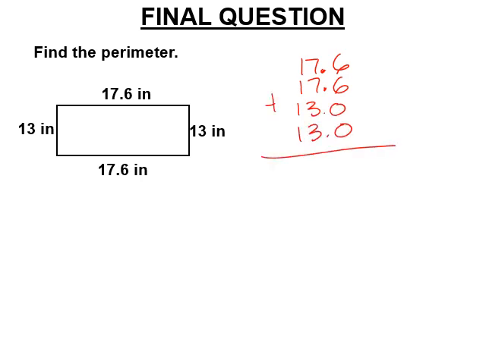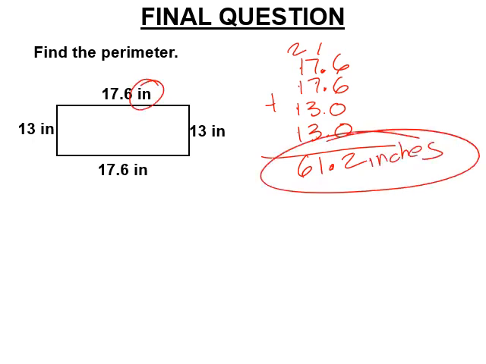Perimeter means add up all the sides. 15 plus 6 is 21. And I'm getting 61.2. Anytime we have a word problem, you're going to put a word. You can use the abbreviation IN, but you're going to put a word on your answers. And so it's all the way around. The perimeter of this rectangle is 61.2 inches.